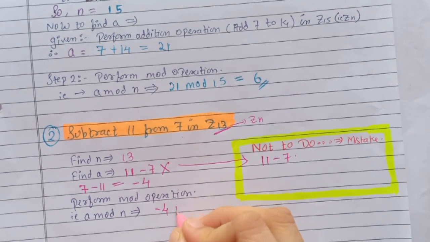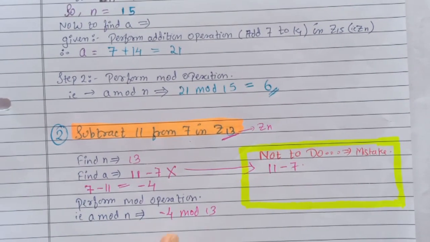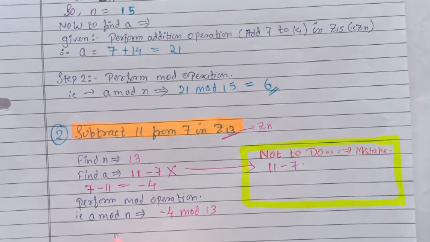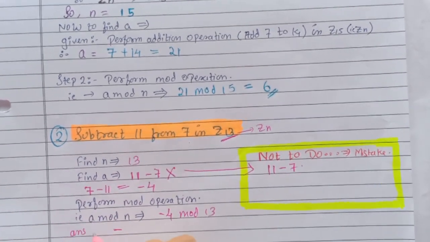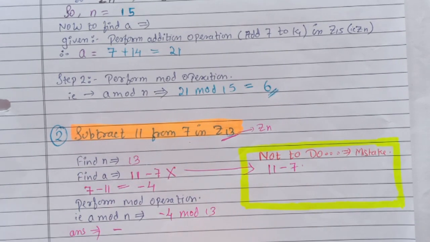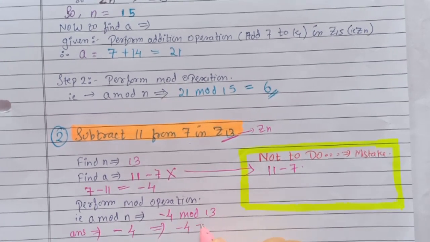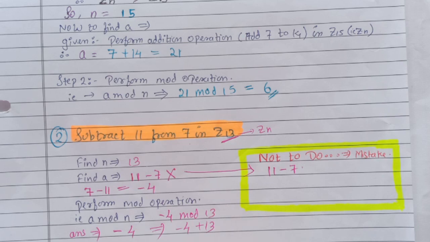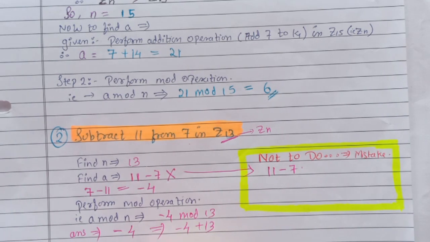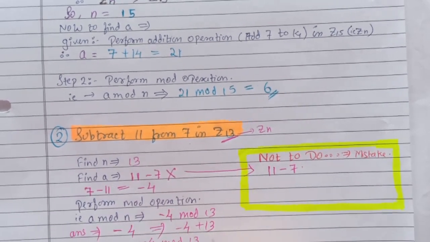Now we can simply perform the mod operation: minus 4 mod 13. As we saw in the previous videos, to do mod with the minus sign, write the minus sign as it is, then perform 4 mod 13. So 4 mod 13 is 4, but the answer must be non-negative. So what we do is minus 4 plus 13. So the answer we get is minus 4 mod 13 is equal to 9.